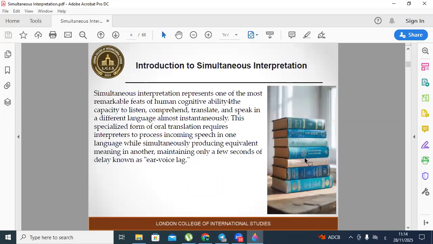Now let's move to the introduction to simultaneous interpretation. Simultaneous interpretation represents one of the most remarkable feats of human cognitive ability, the capacity to listen, comprehend, translate, and speak in a different language almost instantaneously. This specialized form of oral translation requires interpreters to process incoming speech in one language while simultaneously producing equivalent meaning in another, maintaining only a few seconds of delay, known as the voice lag.